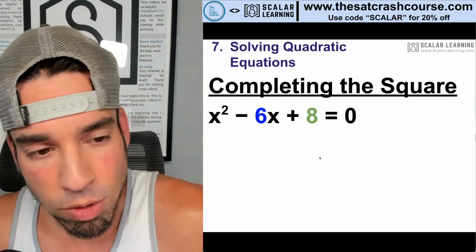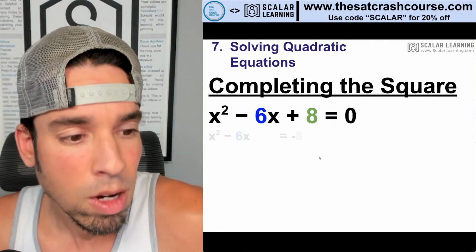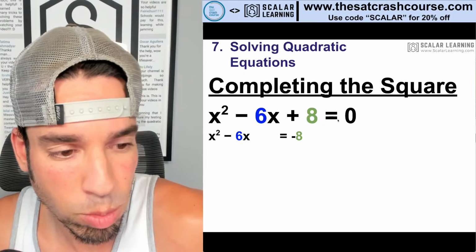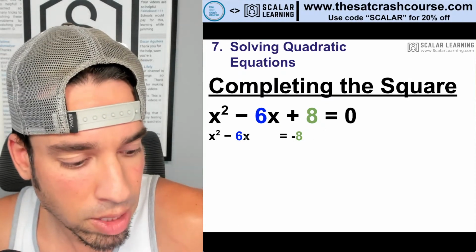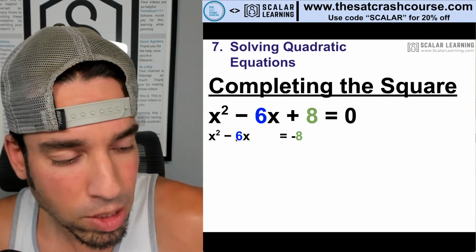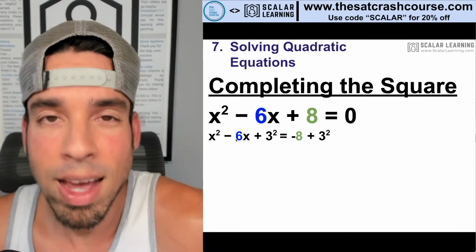But anyways, if you do need to complete the square to solve one of these, let me show you the steps. First, we want to get that constant to the other side. So I'm going to subtract both sides by 8, hence the negative 8. Then on the left-hand side, I'm going to take this b term, and I'm going to divide it by 2, which makes it 3, and square it, okay? And I'm going to add that to both sides.